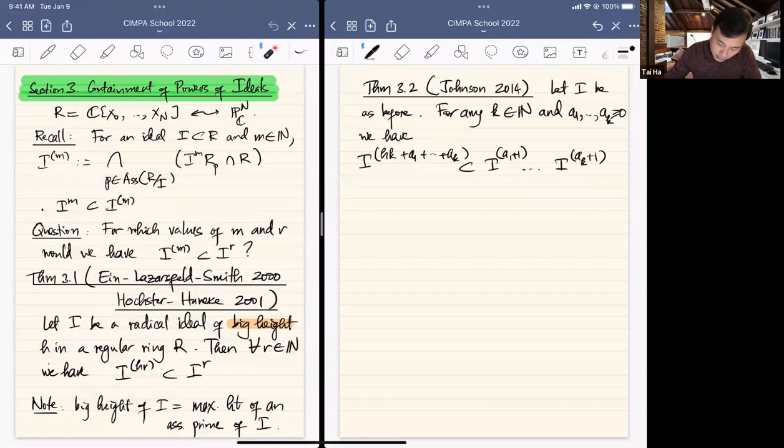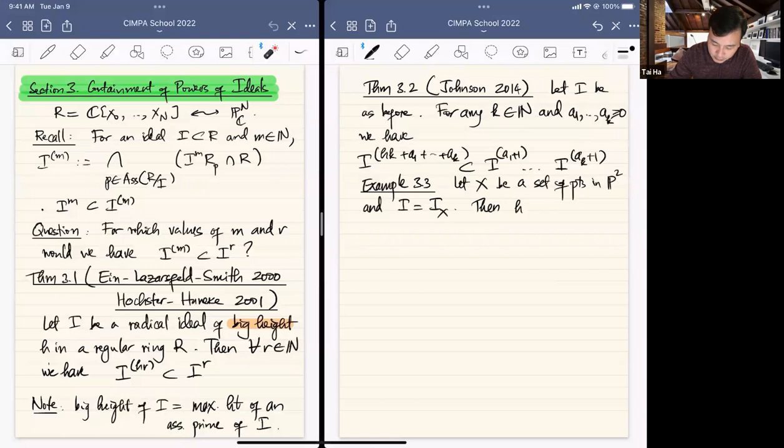So let's look at an example here. Let's see particularly what this gives us in a very specific situation. If we look at a set of points, let X be a set of points, say in P2, and I is the defining ideal of X, then the big height h here is very easy to see to be 2. In fact, any set of points in P2 would have height 2.